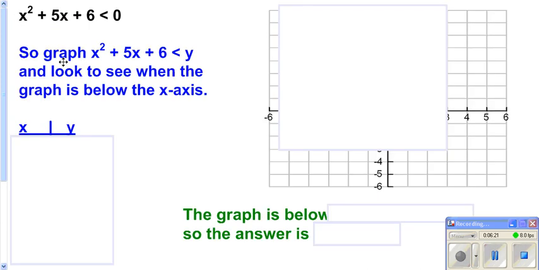So let's take a look at doing this one here. We can do the same thing. Since 0's on one side, we can replace it with a y and graph our resulting parabola that we get. You could make yourself a t-chart if you wanted.